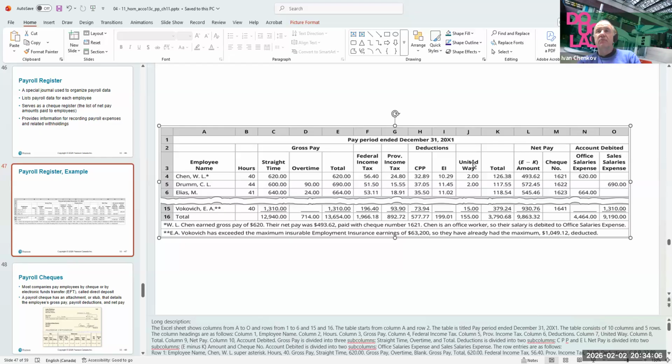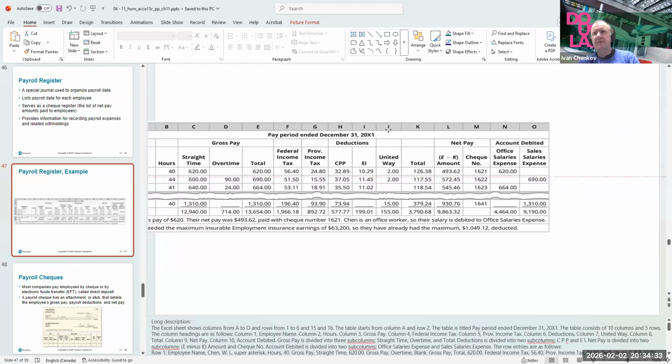Here, the other thing that they're doing is deducting for charitable donation to United Way, $2 for those 2 employees. Then calculating the total deductions for the employee, and the gross minus deductions is going to give you the amount that has to be paid to the employee.